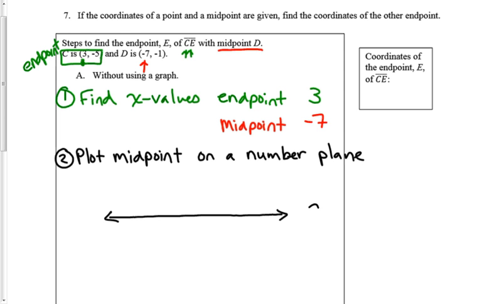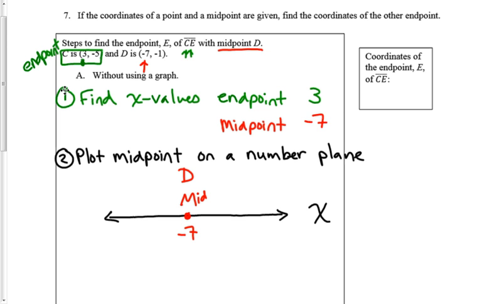I'm going to draw a number line. I'm going to put an X next to it so I know that I'm dealing with the X values right now. So I'm going to start by putting the midpoint right in the middle. And I'm going to label that with M. In this case, what's my midpoint called? My midpoint is called D. So I'll put a little mid right there, and it's point D. And that X value is -7. So that's got to be the middle of my segment.